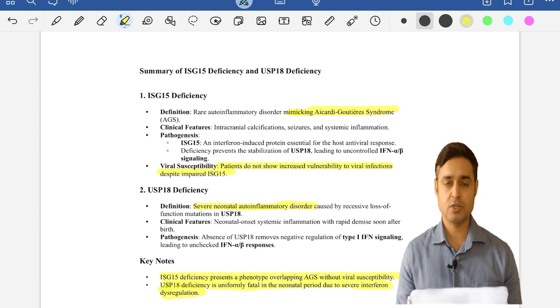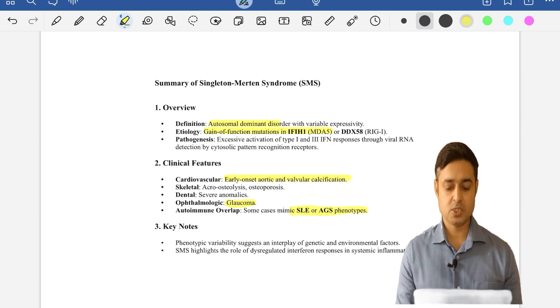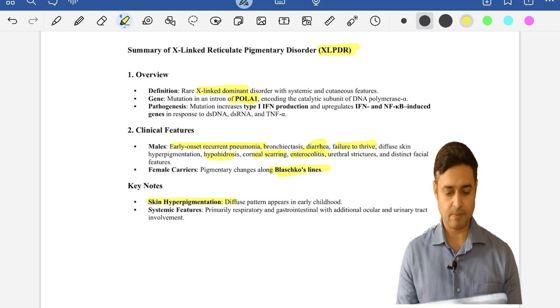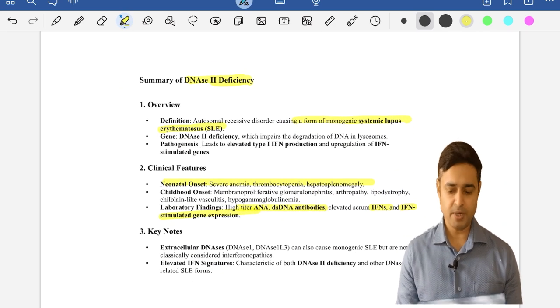ISG15 deficiency, USP18 deficiency. ISG15 deficiency mimics AGS, and patients show vulnerability to viral infections. Despite impaired ISG15, they don't show vulnerability. USP18, this is fatal in the neonatal period. SMS, this is due to gain of function mutation of IFIH1. Clinical features like early onset aortic and valvular calcification, SLE or AGS phenotypes. XLPDR, this is X-linked dominant, which is very important. POLA1 gene, early onset recurrent pneumonia, diarrhea, failure to thrive, enterocolitis, hypohidrosis, and skin hyperpigmentation.